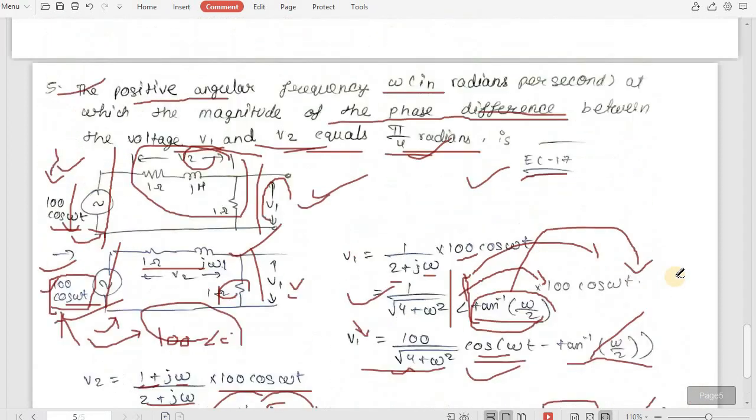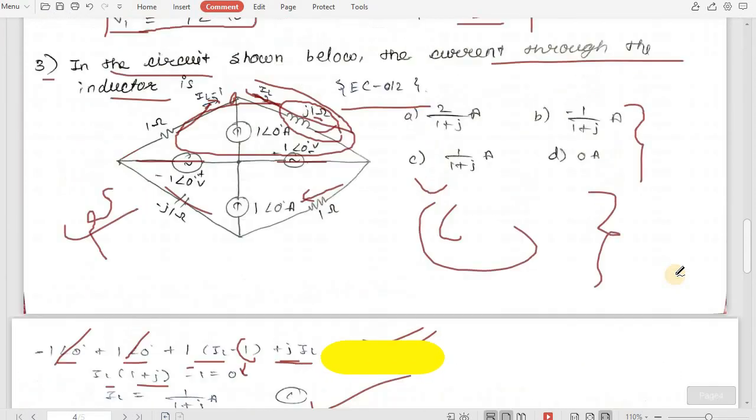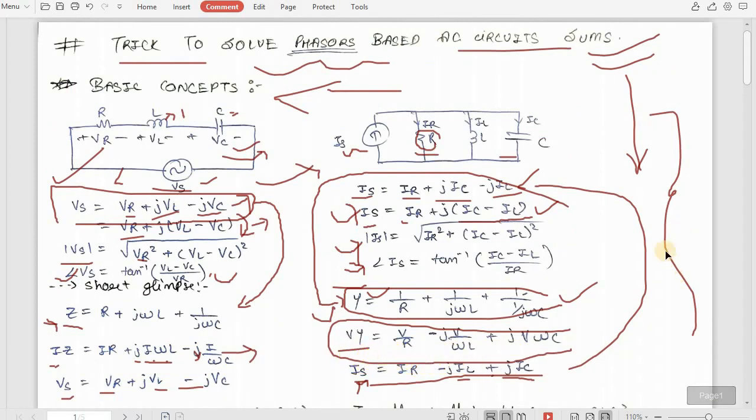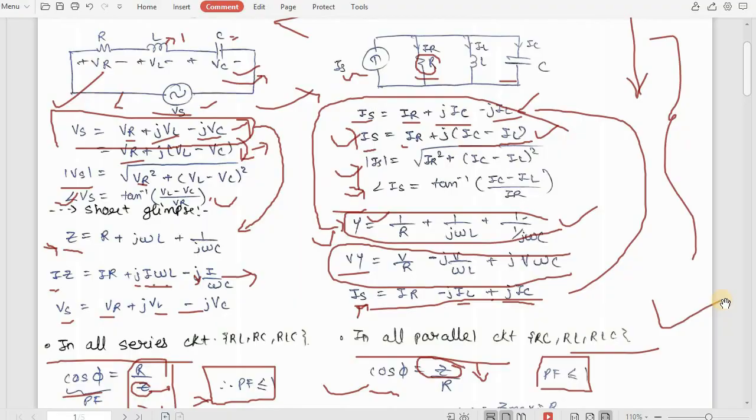So this was all about our phasor sums. We have seen all the steps that we have to follow, and the concepts that we have to follow. So that's it for today.